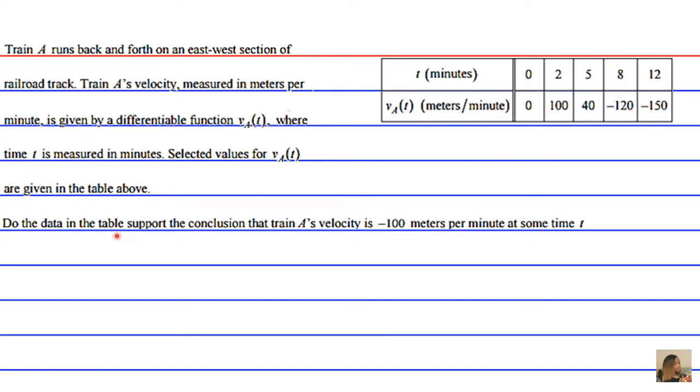Do the data in the table support the conclusion that train A's velocity is negative 100 meters per minute at some time t? I'll give you a moment to think of your answer. And just note that that time t is between the interval 5 and 8 minutes, or you could also say 5 is less than t, or t is less than 8. Also give a reason for your answer.